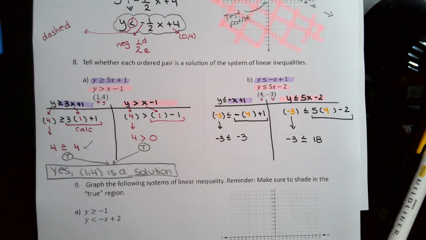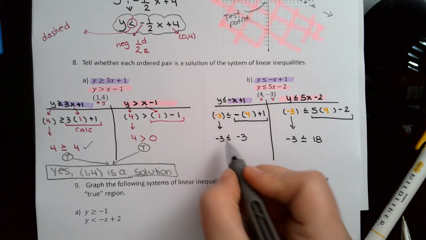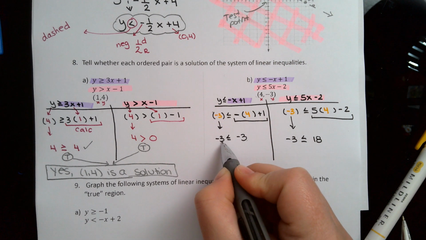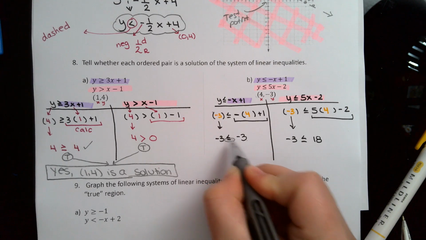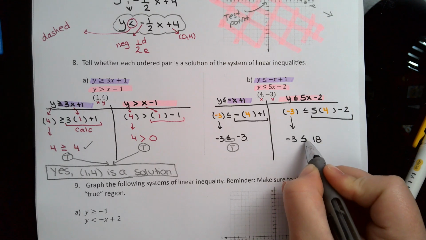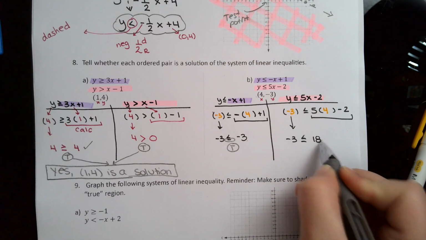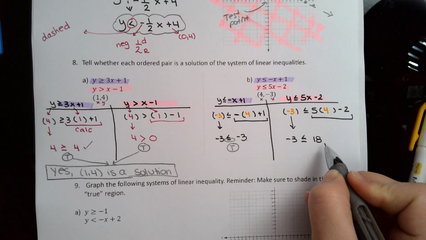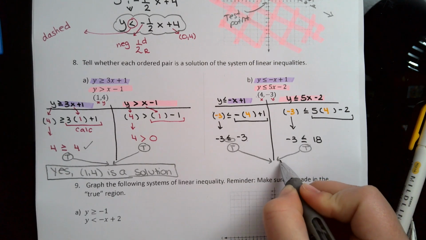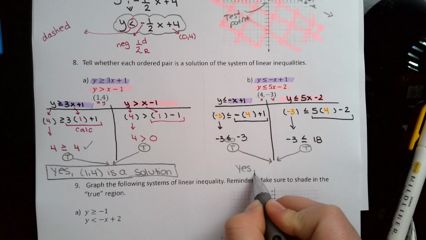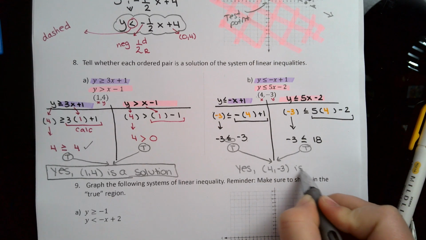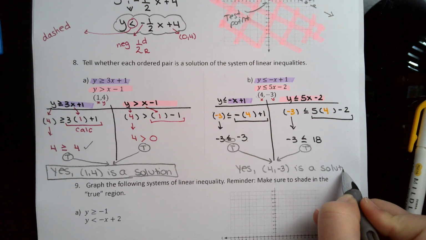And we ask ourselves the question, is this true or false? Is negative 3 smaller than negative 3? No. But is negative 3 equal to negative 3? Yes, this is true. Is negative 3 smaller than 18? Yes, negative 3 is a negative number, and 18 is a big positive. So yeah, that's true. And when you have two truths, and only when you have two truths, yes, our point of 4 comma negative 3 is a solution.